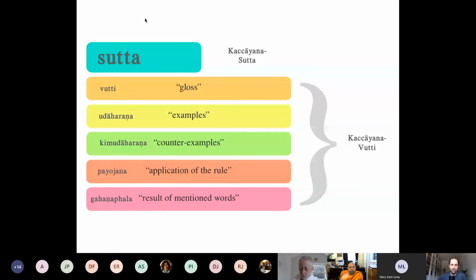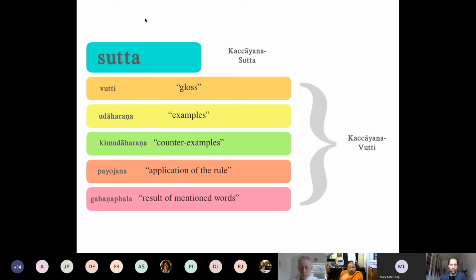Then there is a section that I call counterexamples, although this is not a direct translation of the Pali term kimudaharana. The kimudaharanas are simply examples of what would happen if we would miss some of the words in the sutta. So if the sutta would not contain one of the words, what would happen? And what would happen is that we would have an undesired result. Something that we would not want, a result that we do not expect. So that's why it's called the kimudaharana. It's a kind of counterexample.